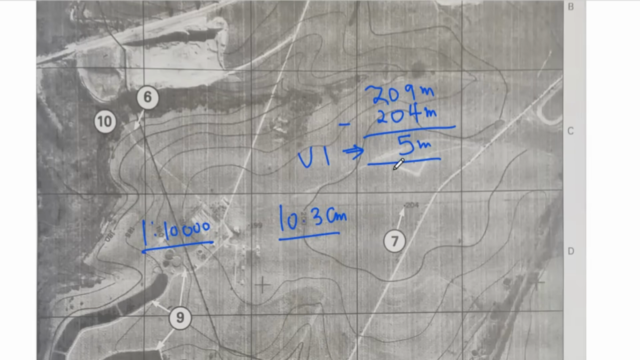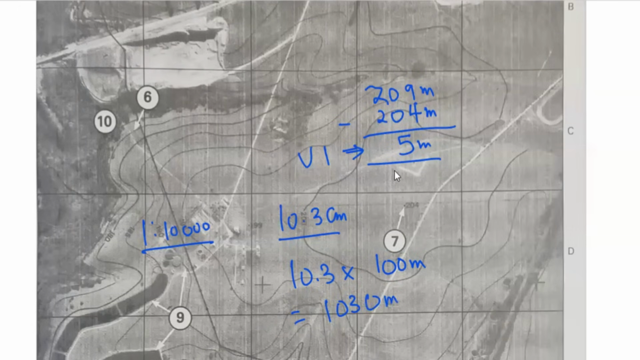Right, so what we need to do there, we multiply the distance by the map scale. So directly, if you want to convert your map distance to meters, you can simply say 10.3, you multiply it by 100 meters. So this is going to give you 1,030 meters. So this is now our horizontal equivalence.